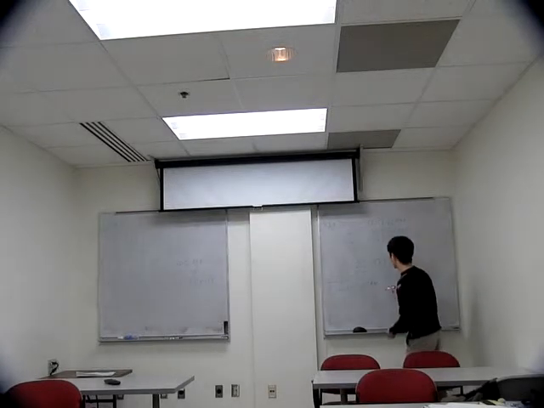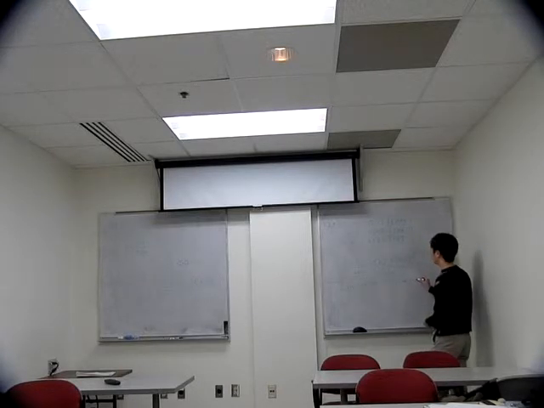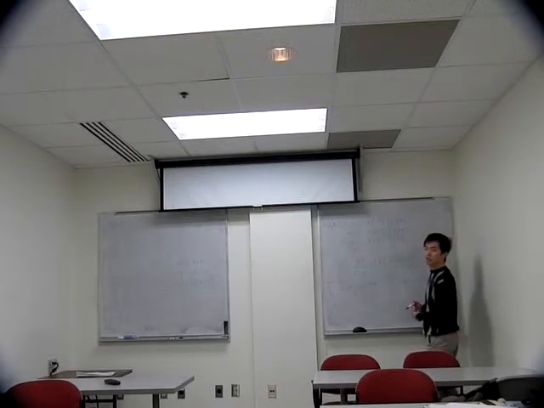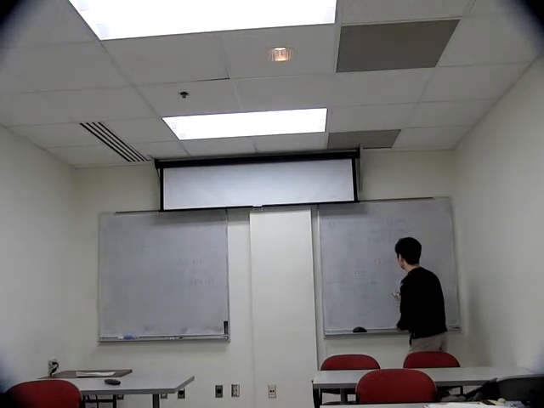So if we say delta of n minus k has an output which is h of k, then we can say the overall output of this system will be simply the sum over k of x of k times h of k.